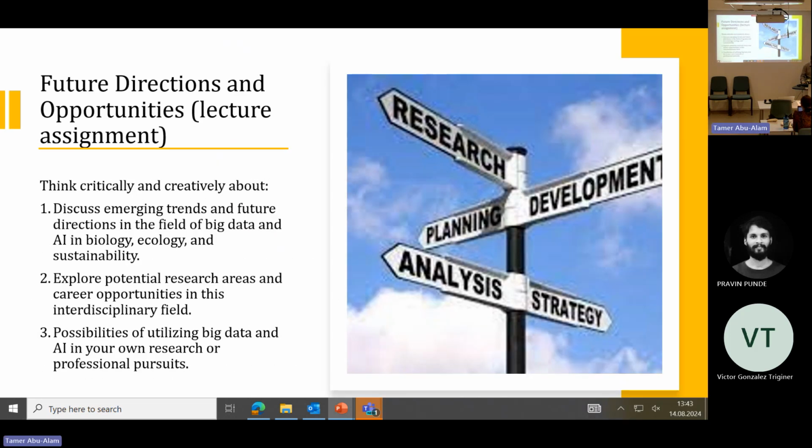This is future direction. Actually, this is just brainstorming about you. You need to think from here to next week about, try to think about the future of your science, future of your work, using this big data and AI things. How this can drive something in the future.